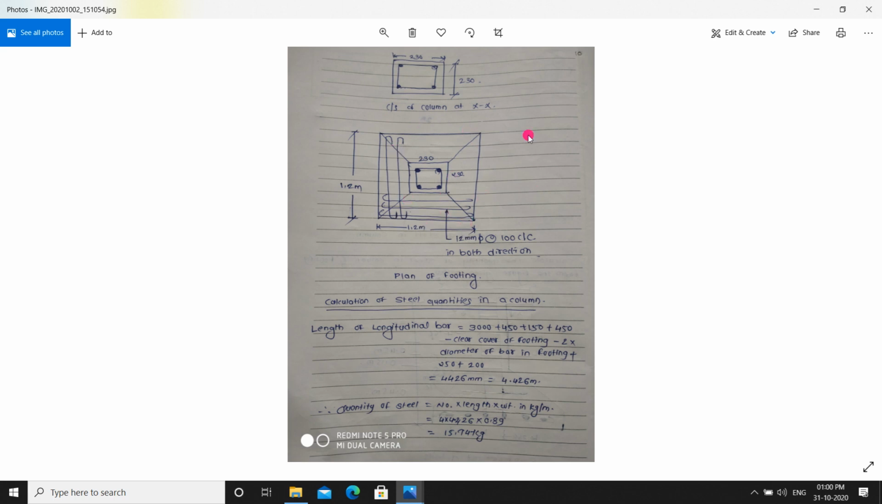And if you observe this figure, they have first initially shown this column, and surrounding the column this is nothing but the footing. What they have done, they have provided 12 mm Φ bars at the rate of 100 mm center to center in both directions for the footing. This is the plan of the footing.